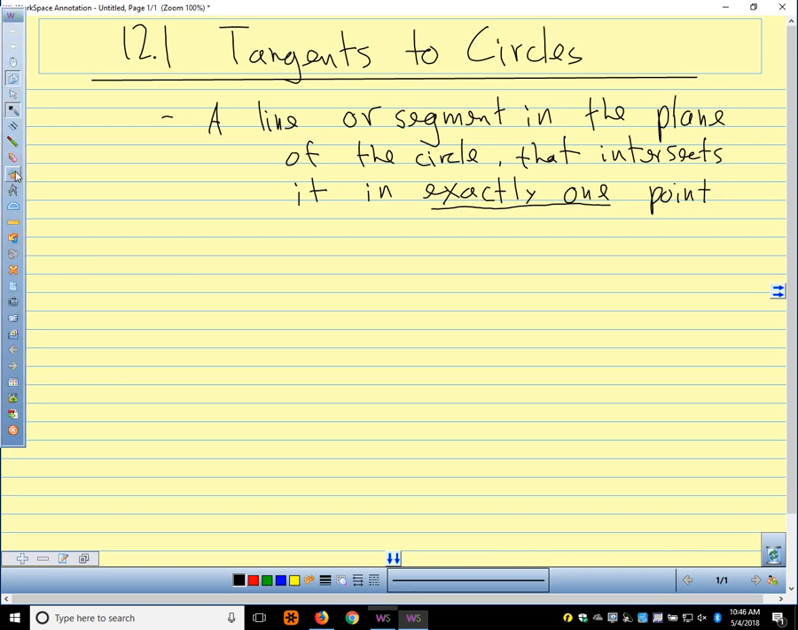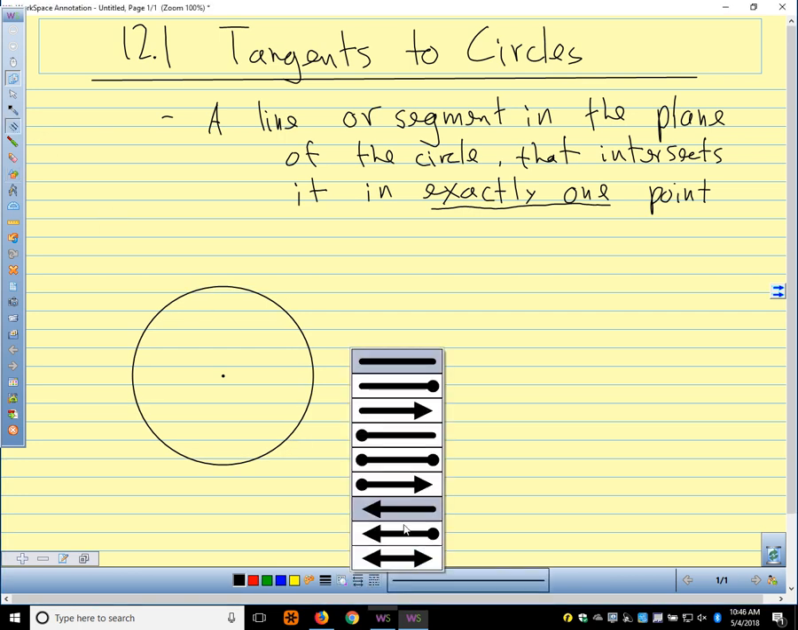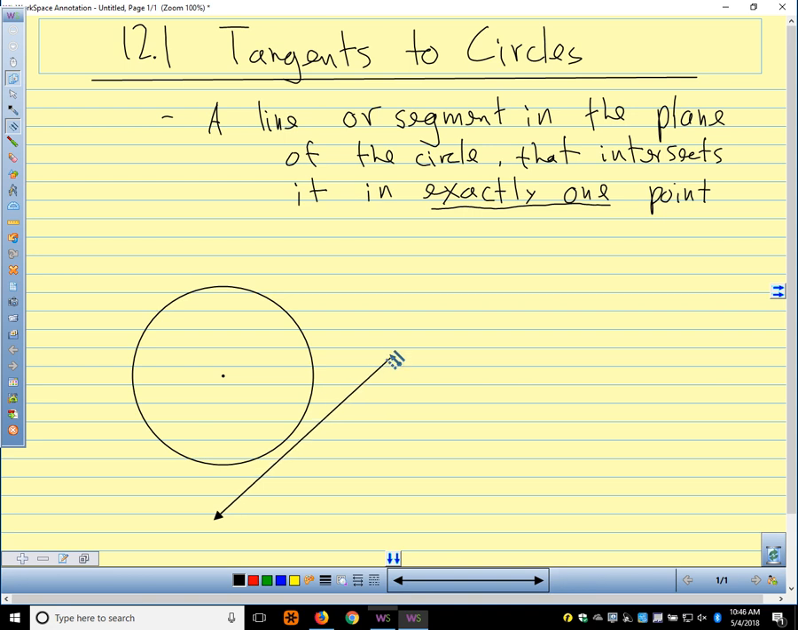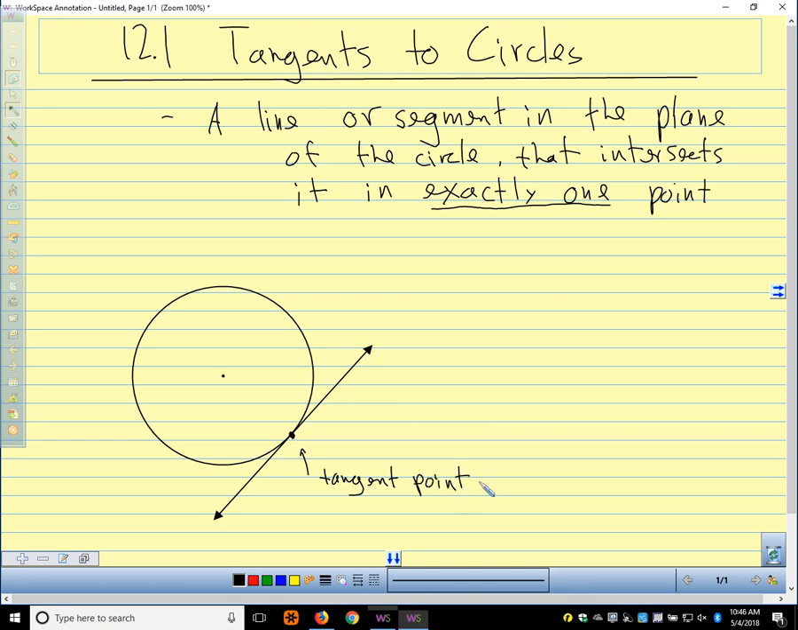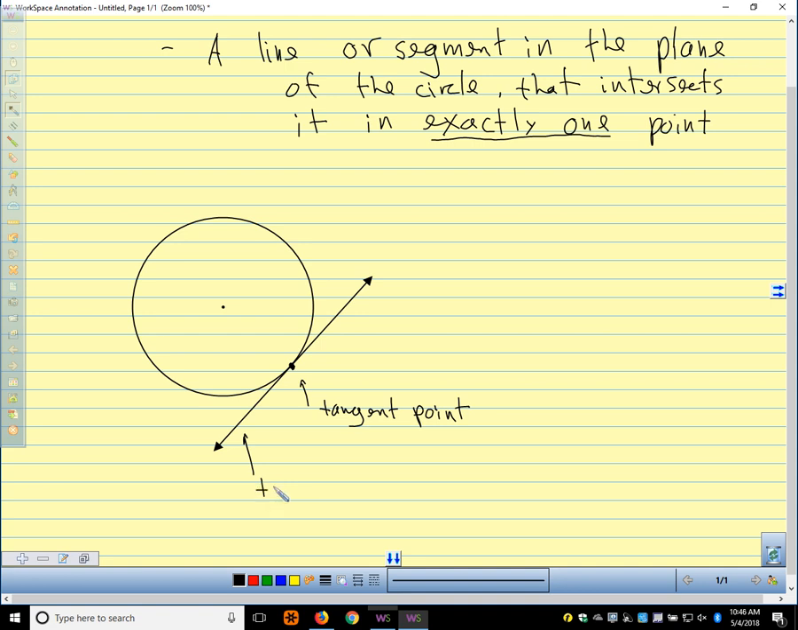So if we draw a picture here, let me grab a circle. And I'm going to draw a tangent. So there's my circle. And we call this the tangent point. So that's the definition that some of us had, where the two figures intersect in one point on a line. Well, there's that point. We call it the tangent point. And we call the line the tangent line.